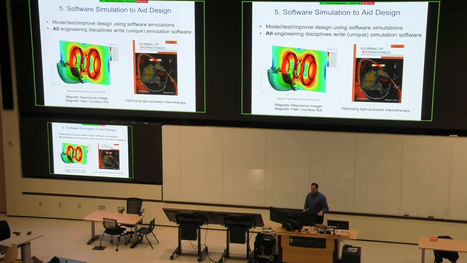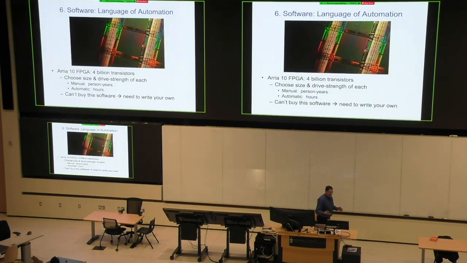Again, I talked about this in the fall. Engineers create all sorts of specialized software that no one else will make in order to help create their designs, so they can optimize in software rather than building many, many physical prototypes. These are two pieces of software that I've written or worked on in my career. One is simulating Maxwell's equations, and in this case, optimizing an MRI machine's magnets, and on the right, optimizing a type of light-activated chemotherapy.